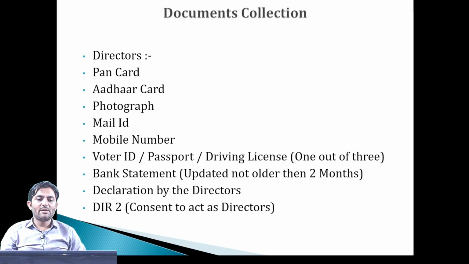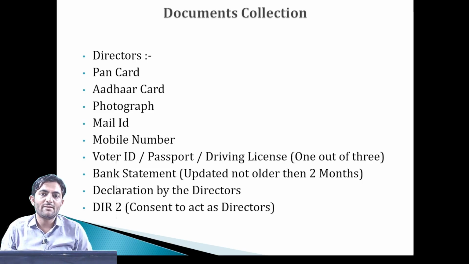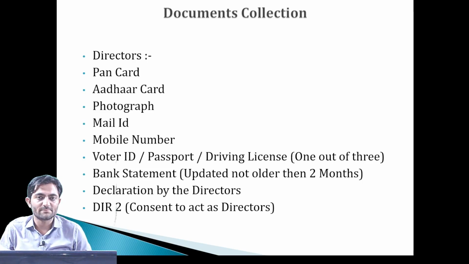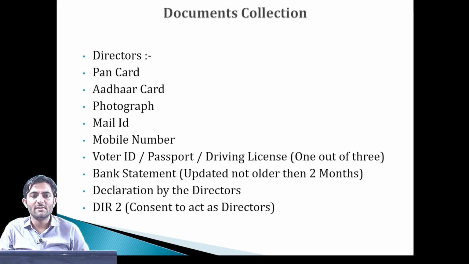First of all, what would be the documents required for being a director in a public limited company? First documents are the PAN card of director, Aadhaar card of director, photograph of director, mail ID of director and mobile number of director. These are the basic documents which are required for being a director in a public limited company. Next, voter ID, passport, driving license: 1 out of 3. You need only one document out of voter ID, passport, driving license. Not all the 3 documents are required.